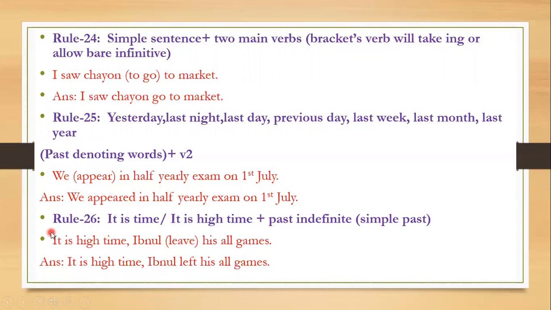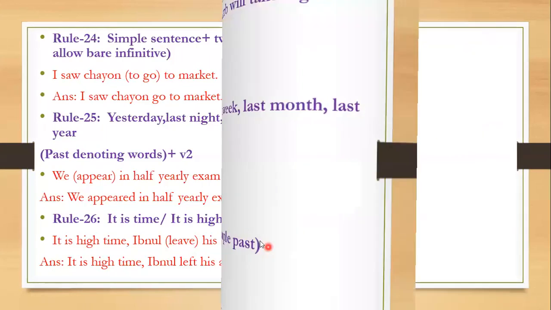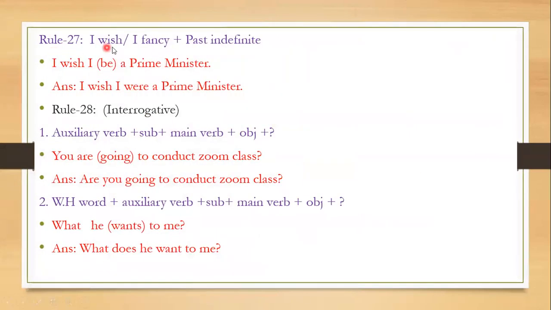Rule number 26. If you get it is time or it is high time in the sentence, then the verb of the bracket should be written in simple past form, that means V2. It is high time Ibnul leave his all games. It means it is high time Ibnul left his all games. Here I have turned leave into past form, left. Nothing else.